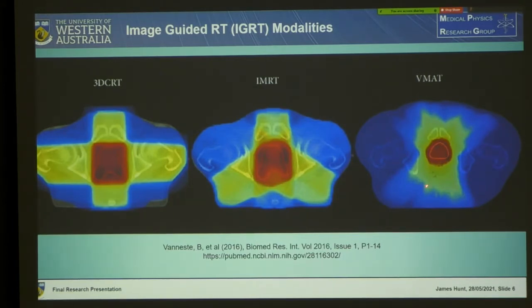VMAT is sort of the next development from that. You're targeting in arcs, so a full arc around the prostate would be used, and the multi-leaf collimators would be used to adjust the size throughout that gantry rotation. So you can see now at this stage they're getting a really focused high dose area around the planning target volume, but sparing a lot of the surrounding areas.